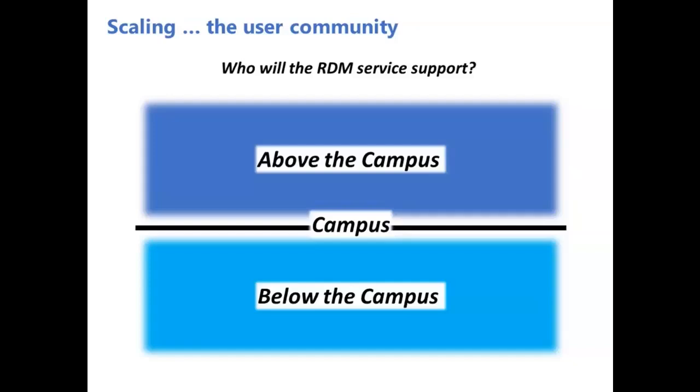Now, I realize this framework is simplistic, and we can imagine much more nuance to RDM service scaling than what's reflected here. But the key message we're trying to convey is that RDM services can serve different user communities, and that the scale of these user communities can be a really important choice variable in shaping an RDM service.